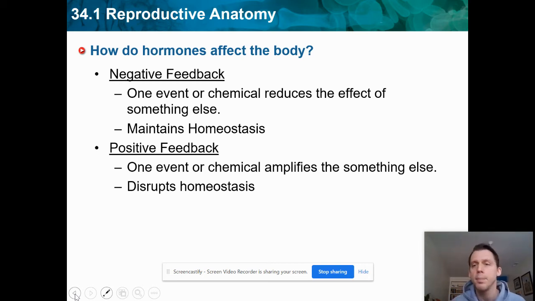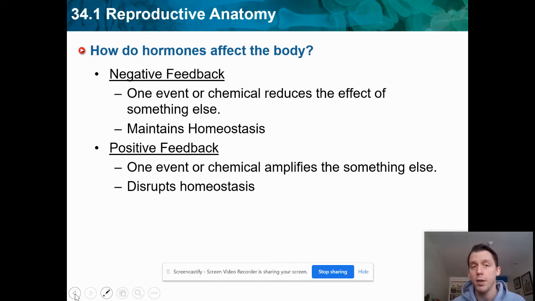Negative feedback helps us maintain homeostasis, right? If we get too hot, if our temperature goes up, then negative feedback causes us to sweat, and that helps us push our temperature back down where it belongs. If we have too much glucose in our blood, then we release insulin, and insulin helps bring glucose down to where it belongs. Negative feedback maintains homeostasis. It helps keep us nice and constant.